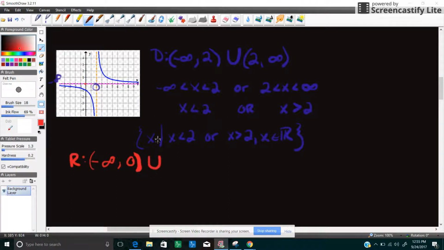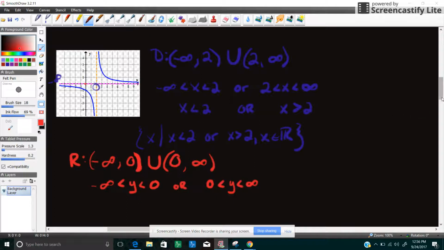Unite it with, so the other part, the top part, so this is also getting close to that axis, which is again 0. So 0, going up forever to infinity. And just like we did with the domain, we're going to rewrite it in the other notation. So negative infinity, less than y, less than 0, or 0 is less than y is less than infinity.